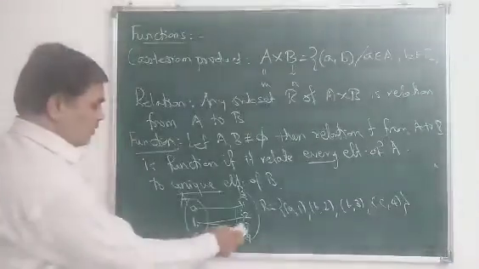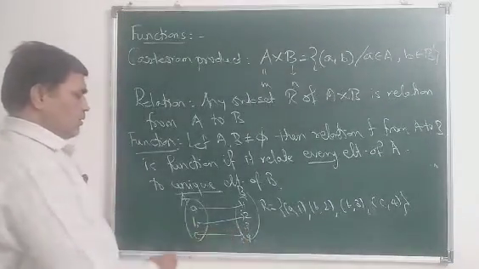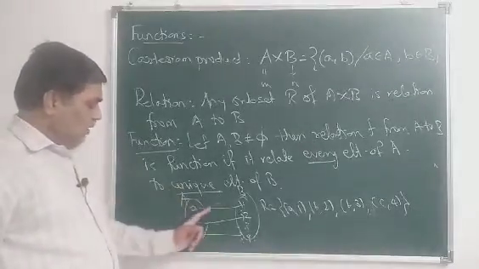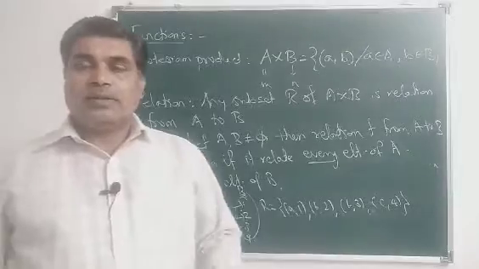So if I drop one arrow from here, then I will get A to 1, B to 2, C to 4. The three pairs.